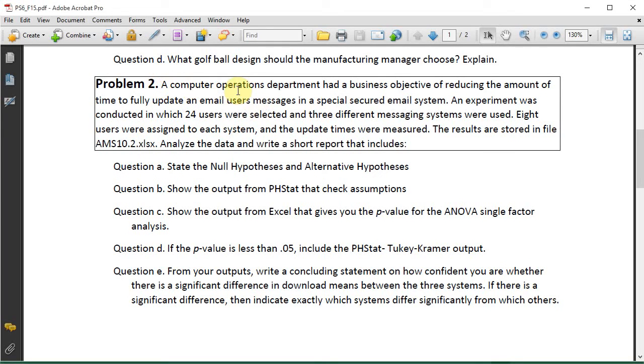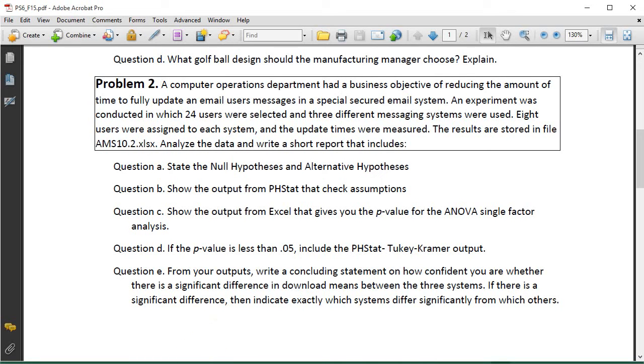Problem 2. A computer operations department had a business objective of reducing the amount of time to fully update an email user's messages in a special secured email system. An experiment was conducted in which 24 users were selected and 3 different messaging systems were used. 8 users were assigned to each system, and the update times were measured. The results are stored in file ams10.2.xlsx. Analyze the data and write a short report that includes.